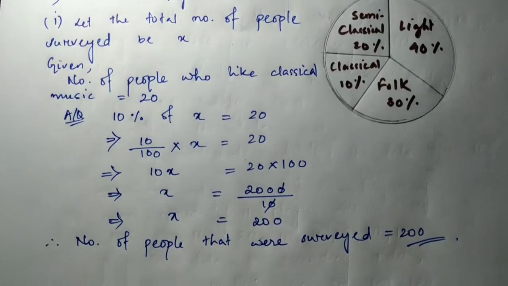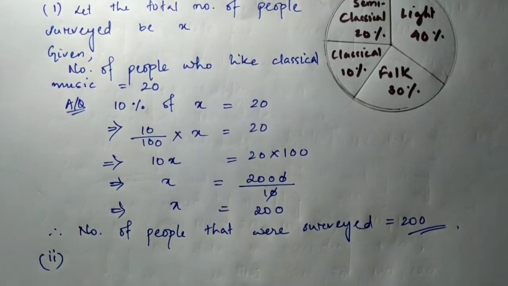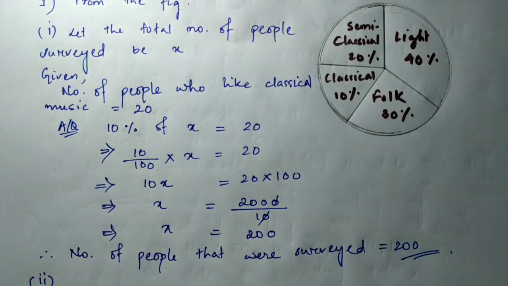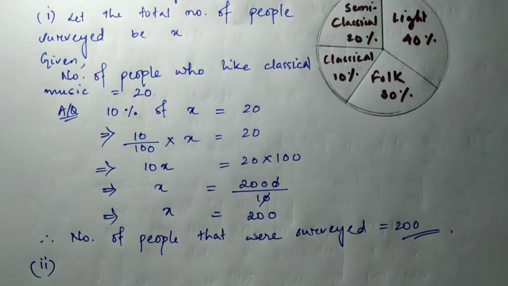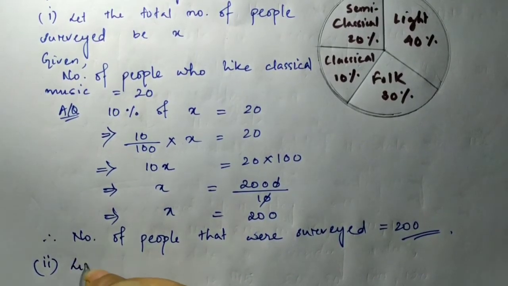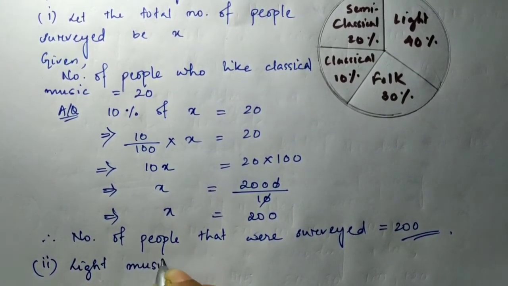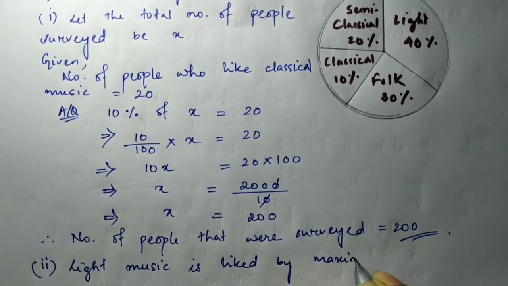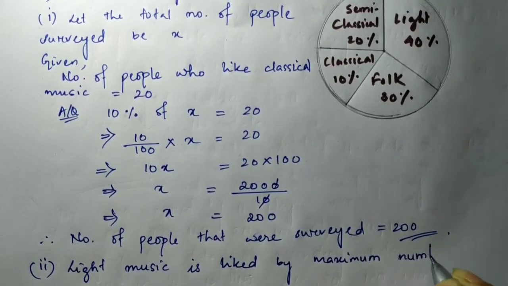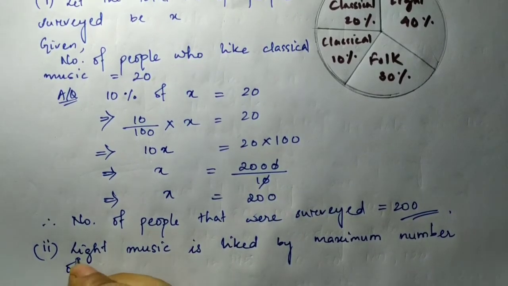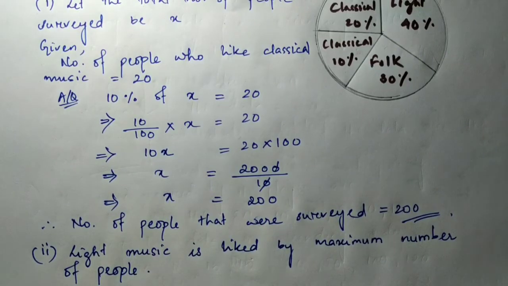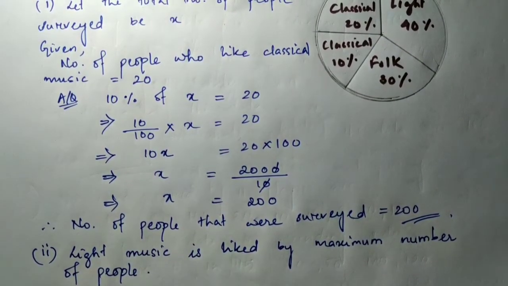Let us move on to question number 2 from here. What is given here? Which type of music is liked by the maximum number of people? If we see the pie chart, the maximum is 40%, and it is given as light music. So we can write down the statement as: light music is liked by the maximum number of people. Okay, so this is how we have done number 2. No calculation is involved here. Now we'll move on to question number 3.